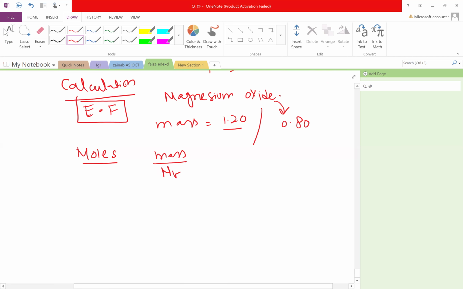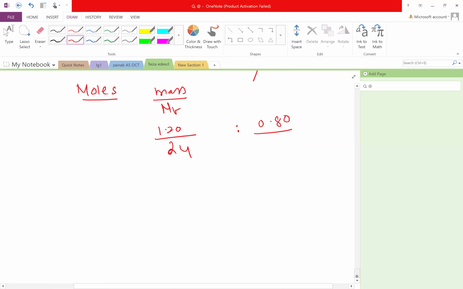Mass is given, so that means 1.20. Molar mass of magnesium from periodic table, let me know what is the magnesium molar mass from periodic table. 24. Yes, okay. Now, what for oxygen? Oxygen is 0.80 divided by what? 16. Now tell me the number of moles which are coming for both.